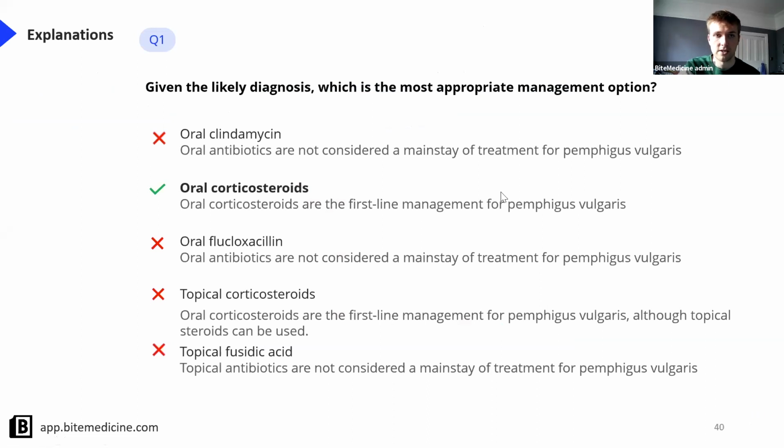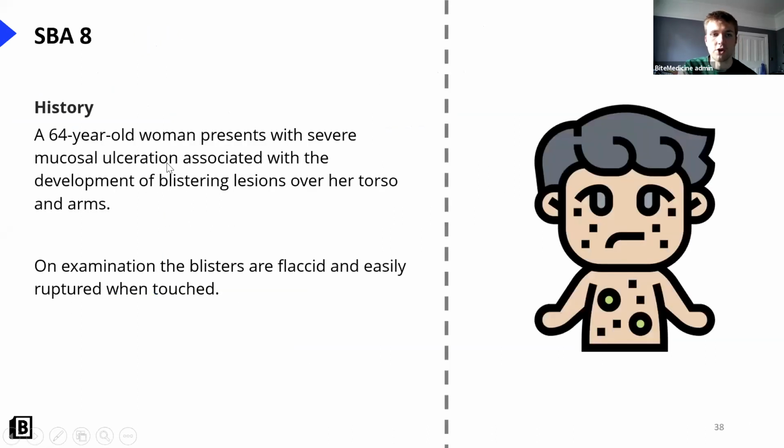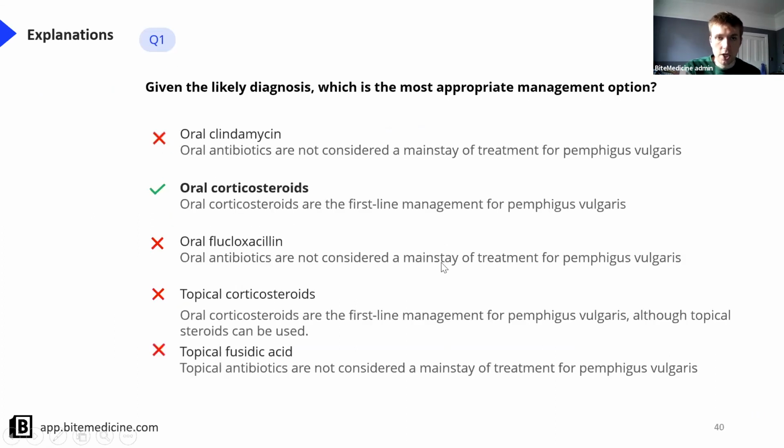So just going back to the question, she's got mucosal ulceration, blistering lesions, they're flaccid, so they've clearly burst, and they easily rupture or burst when you touch them. This is pemphigus vulgaris, and just like its twin bullous pemphigoid, you give steroids for it. You would consider giving oral antibiotics if they develop a superimposed bacterial infection, which is possible, but the mainstay of treatment here would be steroids.